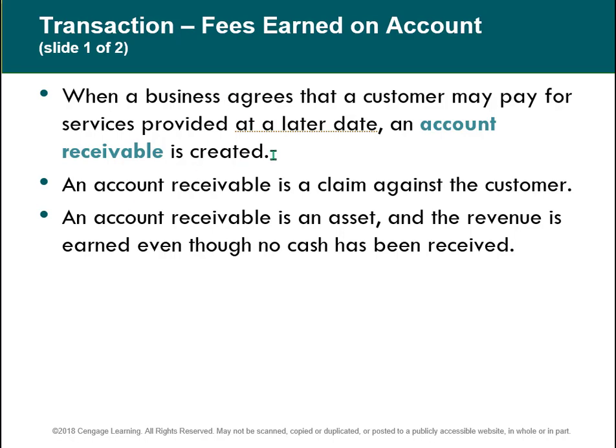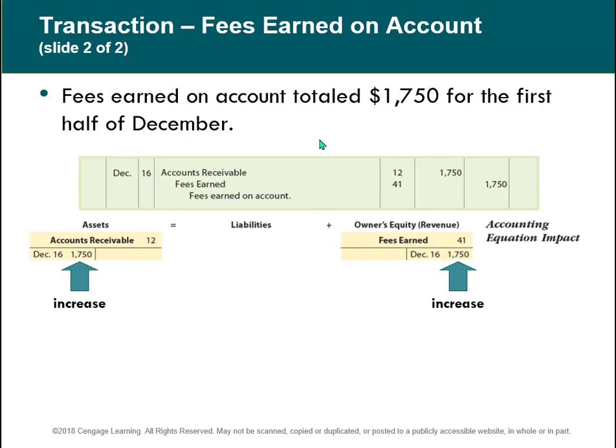Fees earned. When a business agrees that a customer can pay at a later date, then it's an accounts receivable. And that's a claim against the customer. So we earned a total of $1,750 for the first half of December. Now that we've earned it, we're going to recognize $1,750 and record the receivable, because we've done everything we had to do to earn the fee, so the money is owed to us. It's how we spent our time.